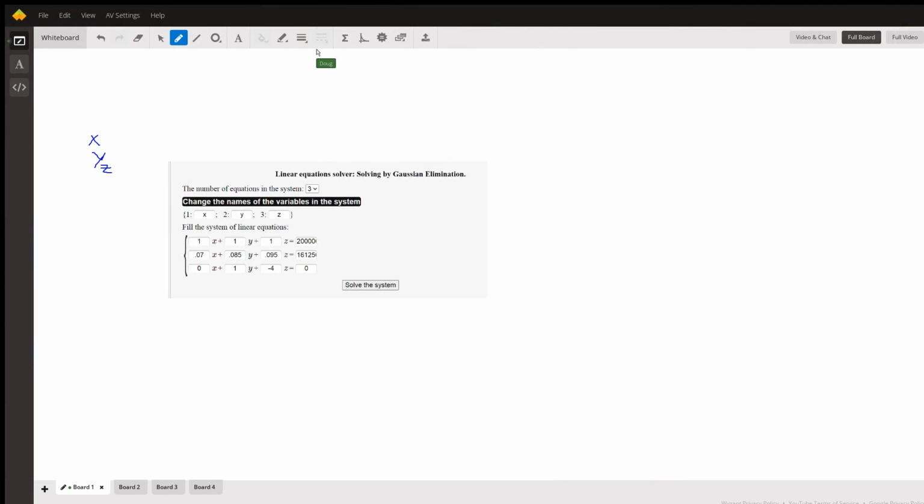Okay, you're given the conditions here to set up three linear equations with three unknowns. You're told that we invest $2 million at different percentage rates. And here's the variables we're going to use: X, Y, and Z. X is at 7%, 8.5% for Y, and 9.5% is represented by Z.